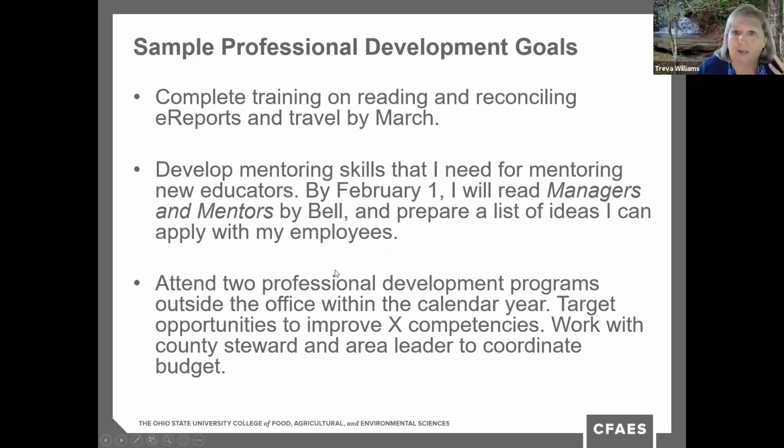Develop mentoring skills. By February 1, you're going to read a specific book by a specific author and prepare a list of ideas that you could share and apply with your employees. Again, measurable. And then the final one talks about attending professional development programs outside the office within the calendar year, targeting specific competencies, specific things you need to improve on. Maybe your supervisor told you you need to work on writing goals, and so you saw this as an opportunity. So this could have been a goal for you for this year.